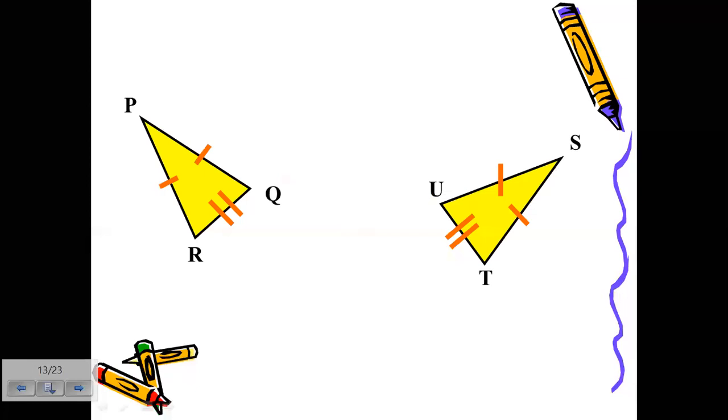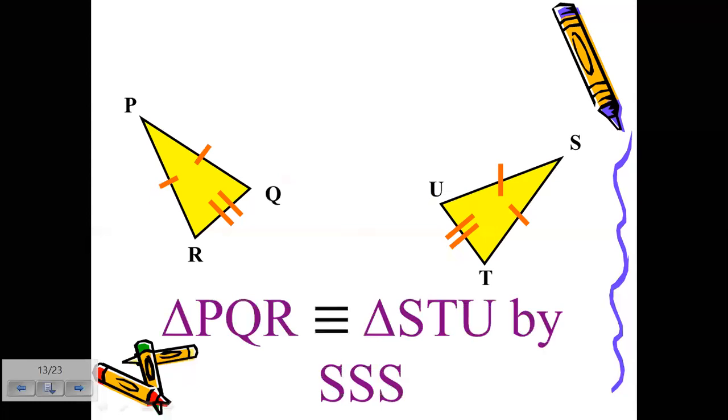In these triangles, I have BQ equal to SU and BR equal to ST and QR equal to UT. So triangle BQR is congruent to triangle STU by side, side, side.